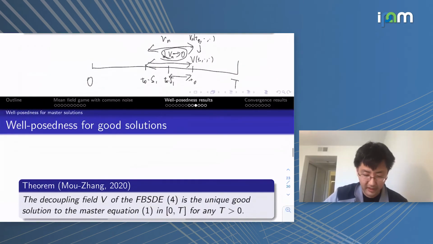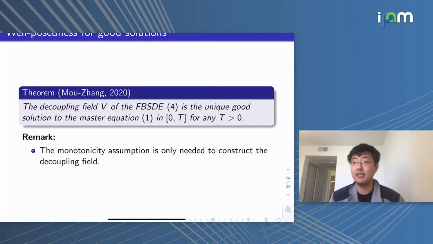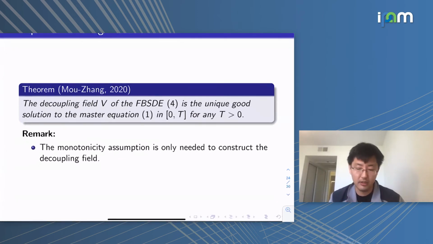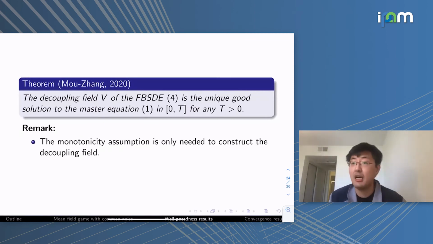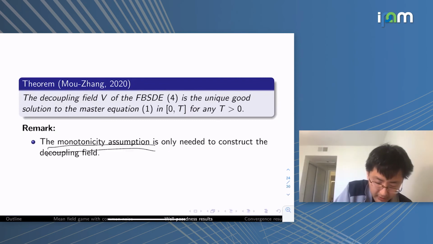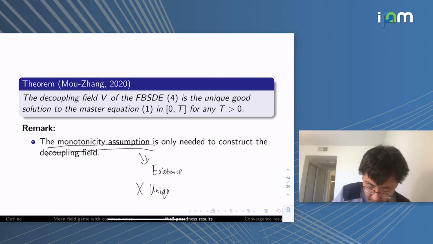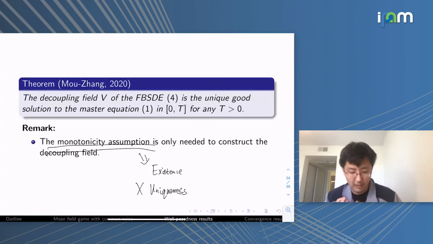Okay, and the next step is we show that the decoupling field V coming from this FBSDE is the unique good solution to the master equation for arbitrary long time t, under the assumption I assumed above. And then we also get the stability. I want to make a remark here: the monotonicity assumption is only needed to construct the decoupling field. So this monotonicity helps us find existence, not uniqueness. We didn't use the monotonicity to get uniqueness.